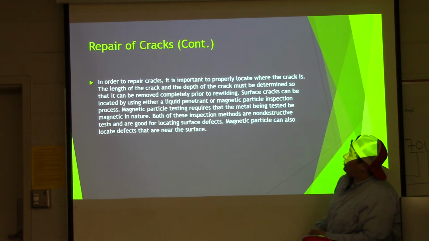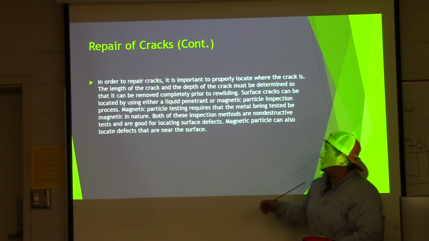Magnetic particle testing requires that the metal being tested be magnetic in nature. Both of these inspection methods are non-destructive tests and are good for locating surface defects. Magnetic particle can also locate defects that are near the surface.